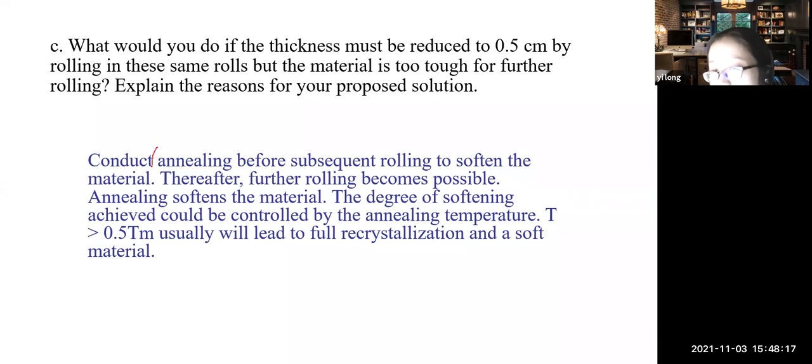Good thing about annealing, that's what you can put here. Conduct annealing. Always keywords. If you have these words, I give you half marks already. Before subsequent rolling, to soften the material, therefore further rolling becomes possible. And annealing softens the material, and the degree of softening can be controlled by temperature. If it's higher than the recrystallization temperature, it leads to full recrystallization and a softer material. So these are the solutions and reasons.